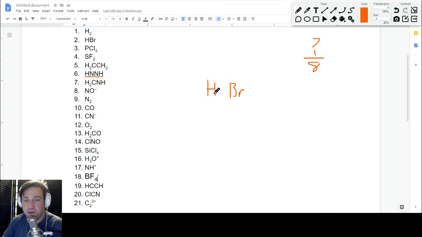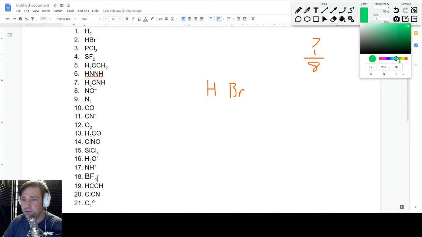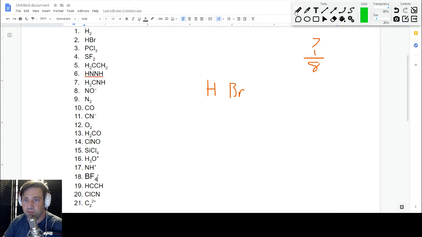Now let's put in bonds. We know there's going to be at least 1 bond. Let me switch this to a different color. My bonds are going to be green. There's a bond. Now we have a bond between those 2. Each bond is them sharing electrons, so they each share 1 electron. In 1 bond, there are 2 electrons being shared, 1 from hydrogen, 1 from bromine. So now we're down to 6 electrons left.